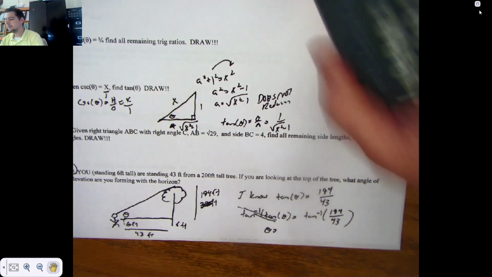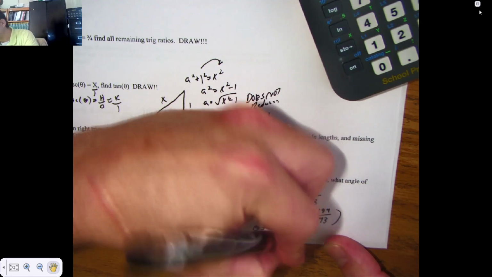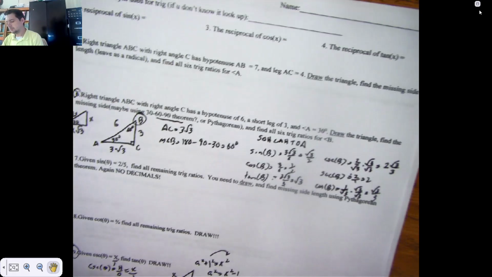77.5 degrees. 77.50 degrees if I round to the nearest hundredth. Ta-da!